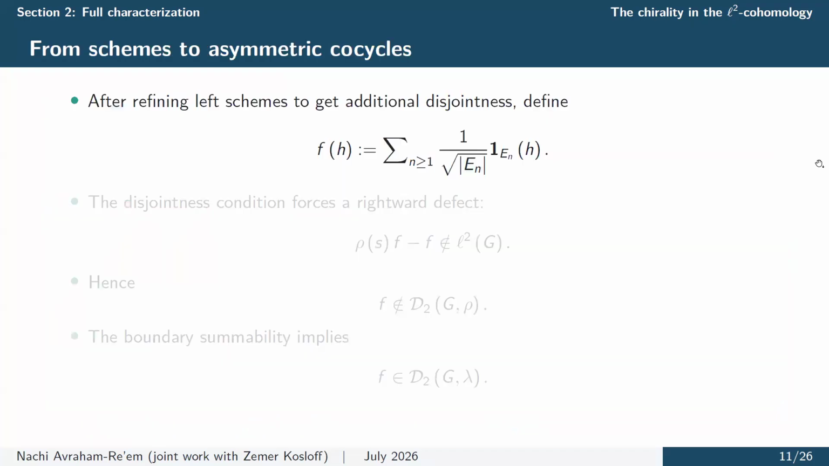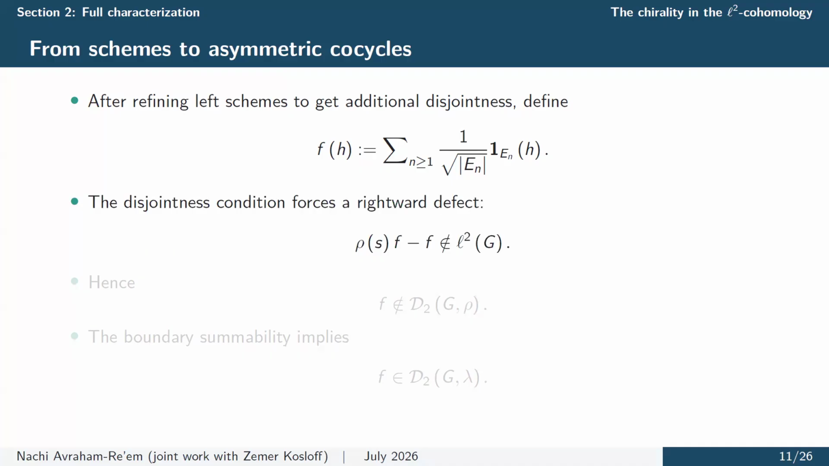Okay, so if a certain group has a left scheme, and I told you that if a group is not an FC group, then it doesn't have a left scheme, but let's just forget about this property. Suppose a group has a left scheme. Then we need to do some further combinatorial massage to the set En to get some extra disjointness, but after we do that, we can define a function of this form. We can define a function that measures in how many sets the element h lies, divided by the square root of the size of En. This would be a finite valued function.